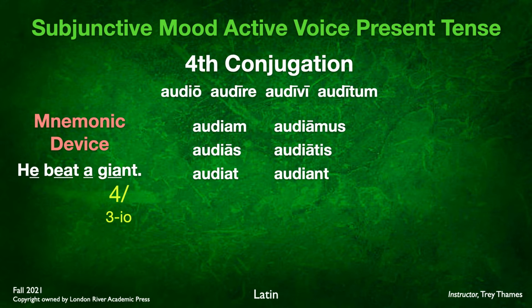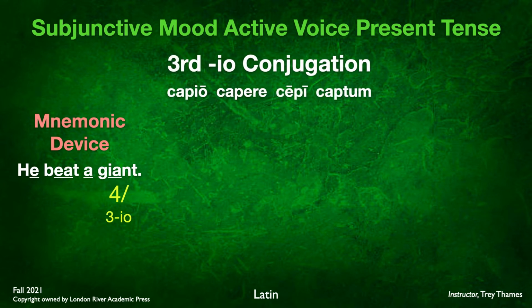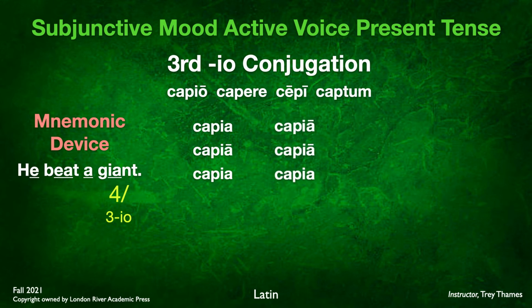And then finally, let's look at the third IO. Our paradigm verb here is capiō, capere, cēpī, captum. And that stem here is CAPE. That E will shift just like the fourth conjugation to an IA. All right. So we end up with capia plus our endings. So capiam, capiās, capiat, capiāmus, capiātis, capiant. And again, passive, we'll just add the passive endings.